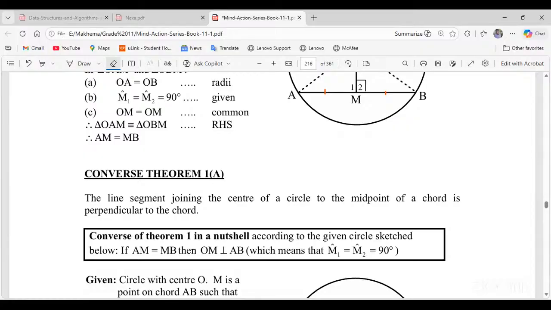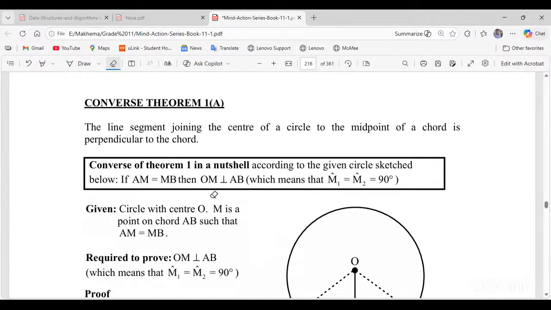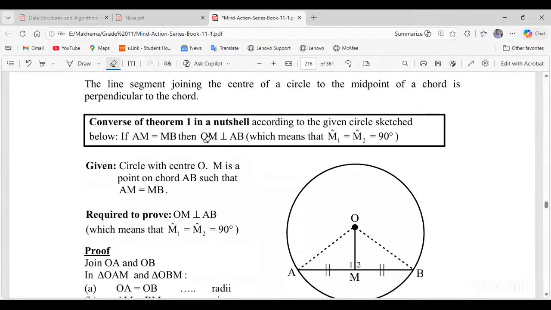Now, what if we are given that AM is equal to MB? Then we will have to prove that this angle is 90 degrees. This angle M2 and M1. We have to prove that OM is perpendicular to AB. That is the converse of theorem 1. The line segment joining the center of the circle to the midpoint of the chord is perpendicular to the chord. The line segment joining the center, which is the center, and the midpoint of the chord.